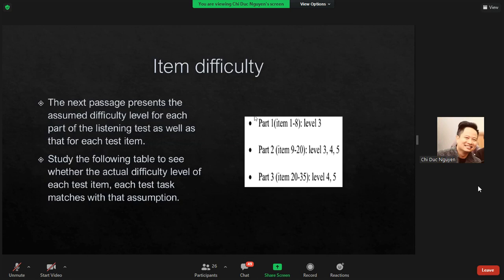And according to the 3 parts over here, part number 1 is supposed to be the easiest one. Part number 2 is going to be a little bit moderate. And the final one is supposed to be the hardest one. So the scores on the items from number 1 to 8, 9 to 20, and 20 to 35 must go hand in hand with the difficulty level. And now, can you please double check it by looking at the following page table?